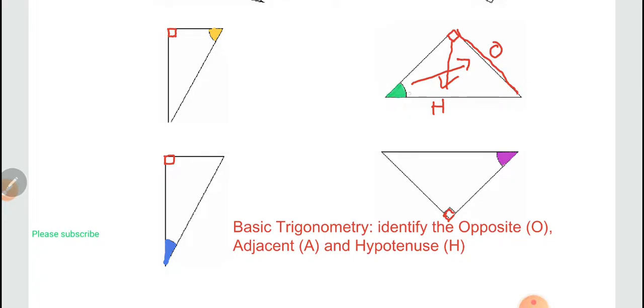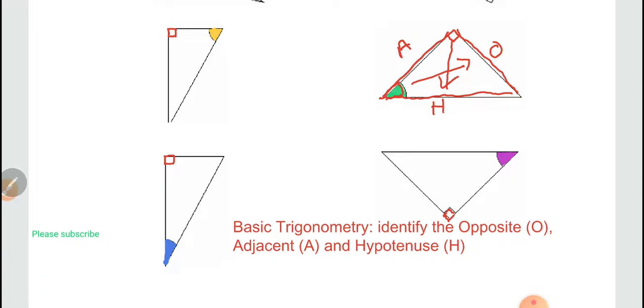And to this angle, if you look at this angle, one of the lines touching it we know is the hypotenuse, the other one touching it will be called the adjacent, A. So that's the easiest way to find out which one's the opposite, which one's the adjacent, which one's the hypotenuse.